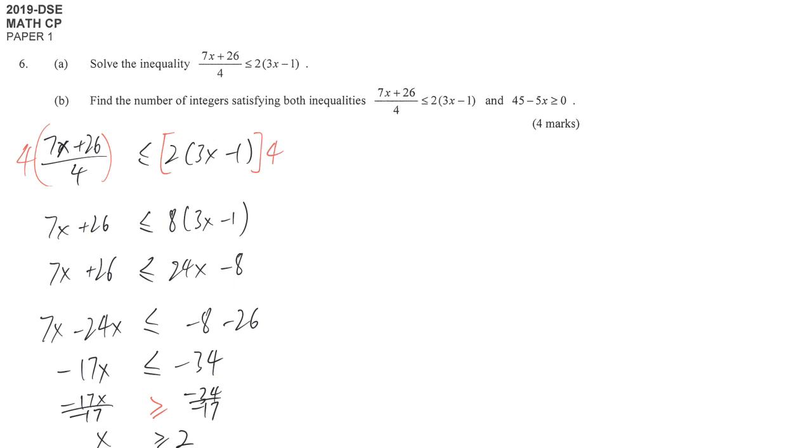And the reason is, 3 is obviously larger than 1. But when you compare negative 3 and negative 1, then negative 3 will become smaller. So this is part A answer. Then we proceed to part B.